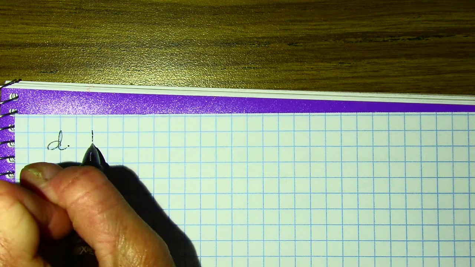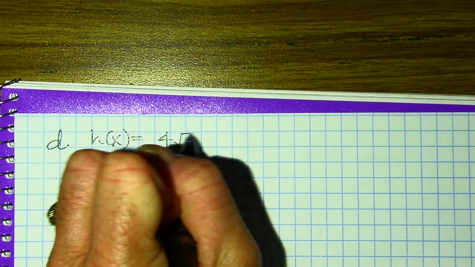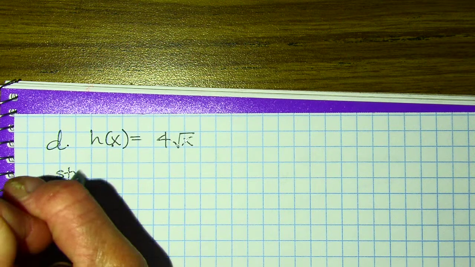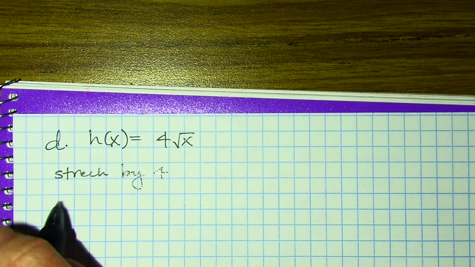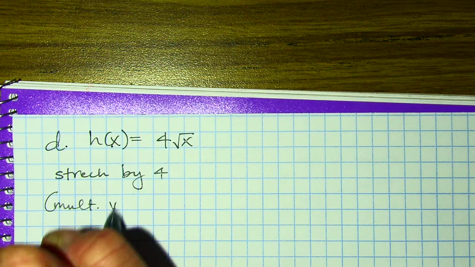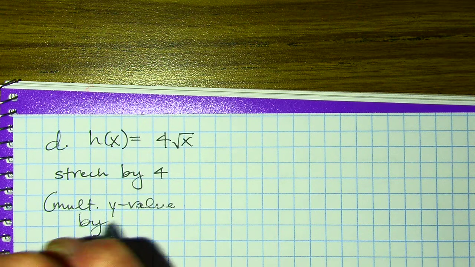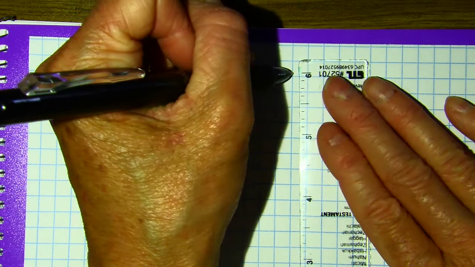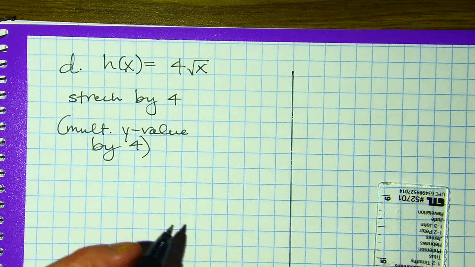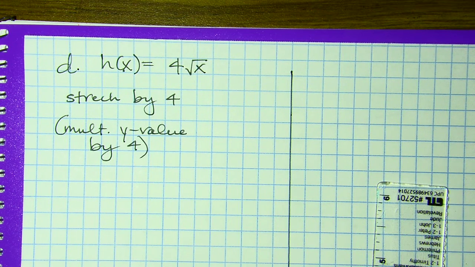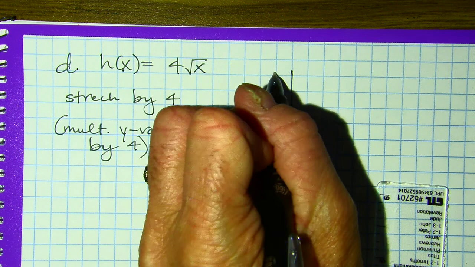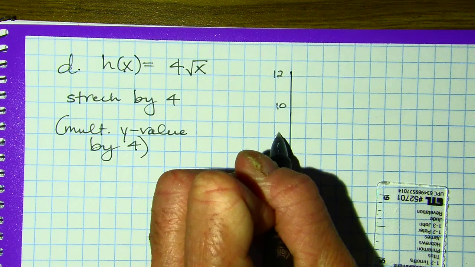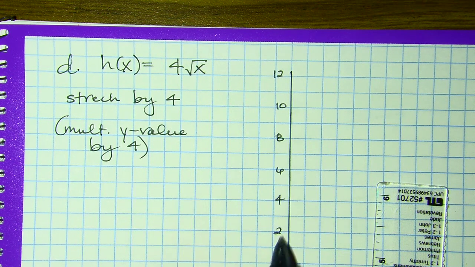Part D. We're going to graph h of x equals 4 times the square root of x. Now this is a stretch by 4, meaning we're going to multiply the y value by 4. And whenever in doubt, you can build a table. But I'm showing you how to do it a little bit more professional. Okay? So I'm going to go, let's see here, 12, 10, 8, 6, 4, 2, here's 0.